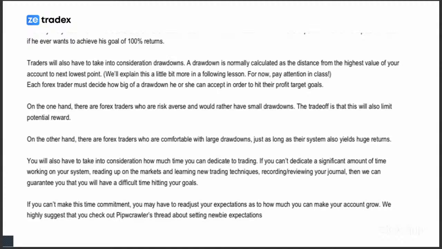And we highly suggest that you check out more about this in our upcoming lessons so that you can understand perfectly how to deal with this time commitment. Okay, next page, please.